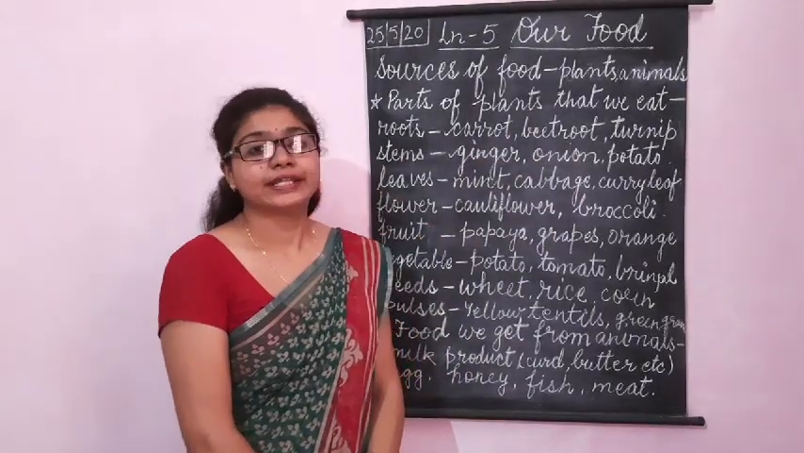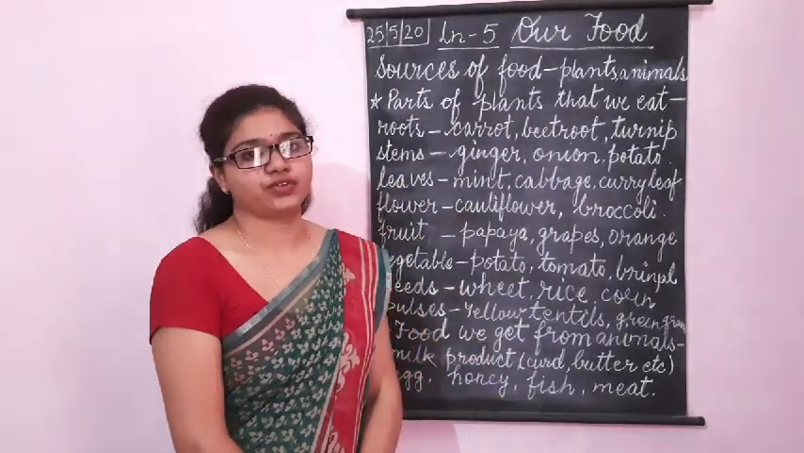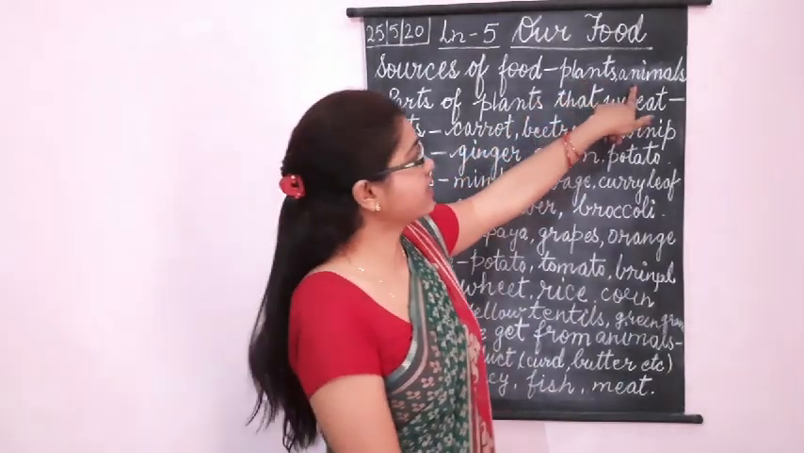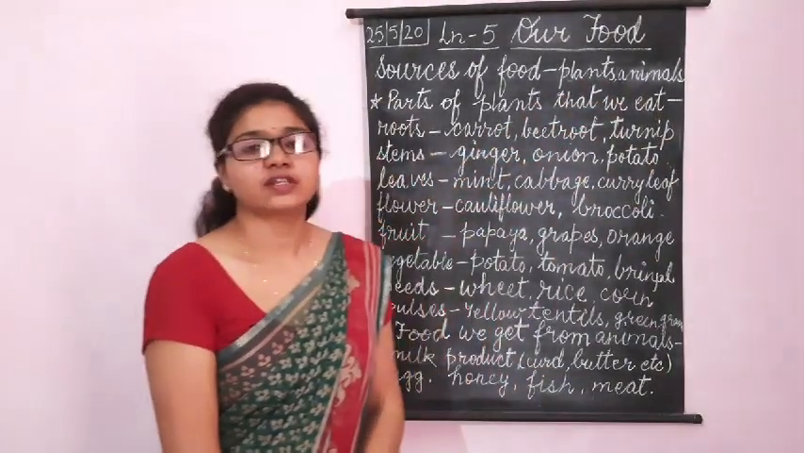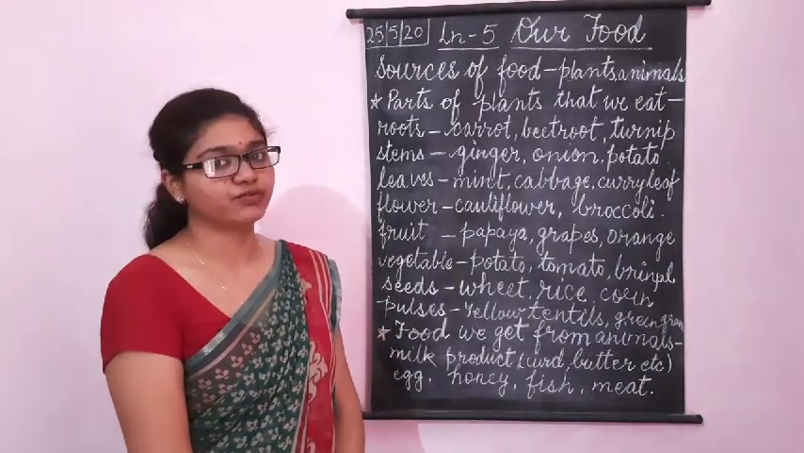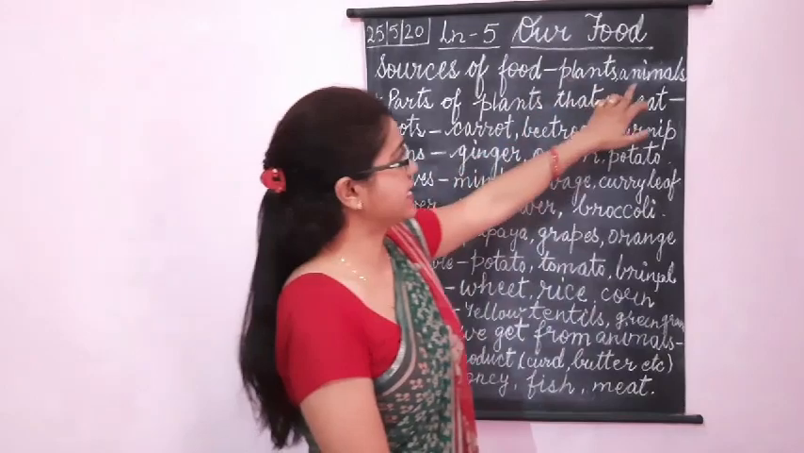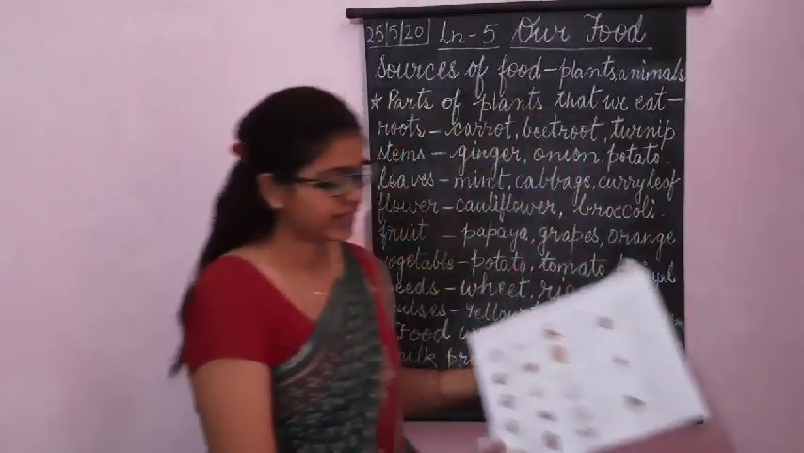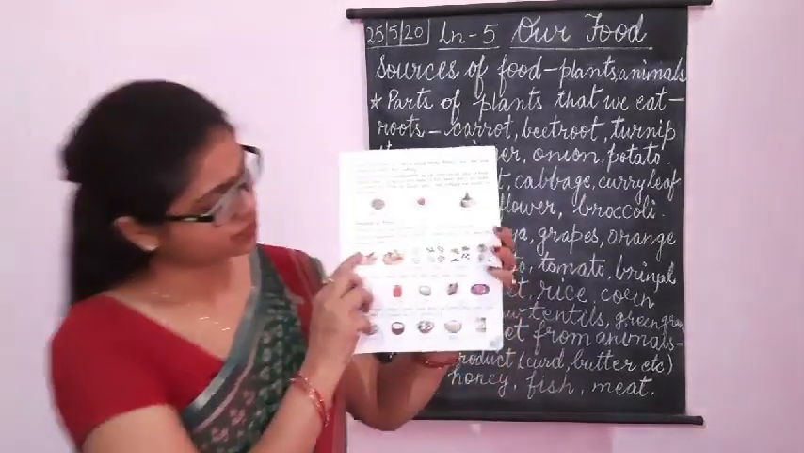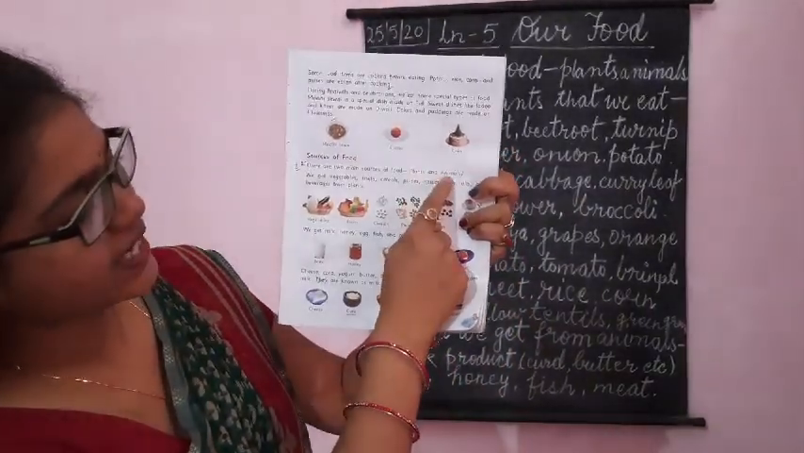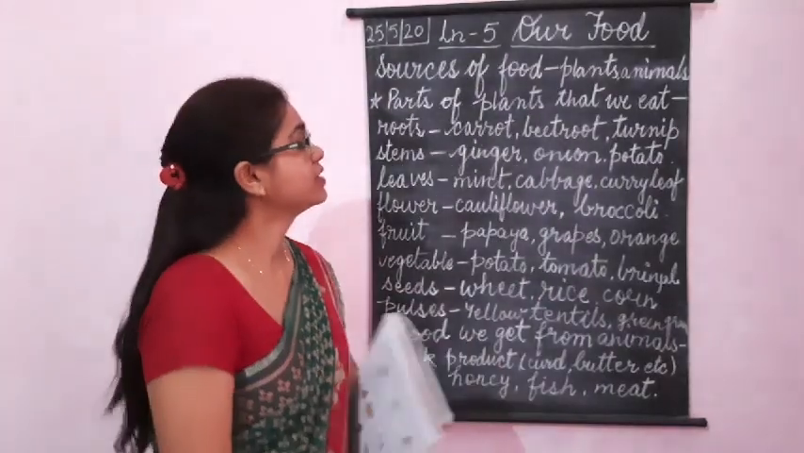Sources of food. There are two main sources of food. The first one is plants and the second one is animals. How many sources? Two. There are two main sources of food. The first one is plants and the second one is animals. You can see this in the picture also.